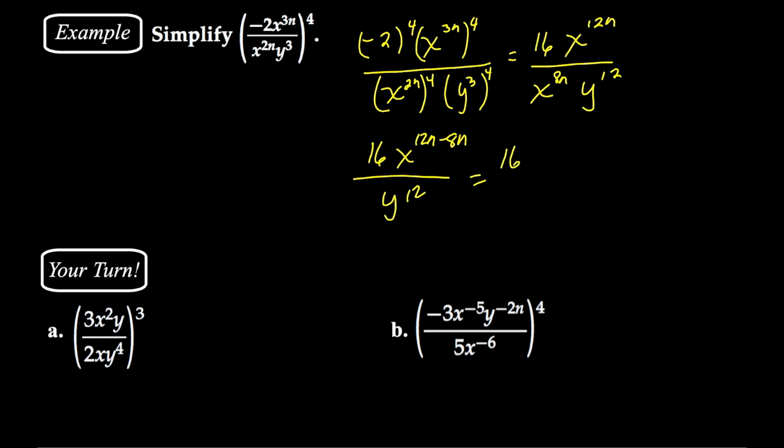Well, x to the 12n minus 8n, that's x to the 4n, and then it's all over y to the 12th. So that is our final answer. A couple more for you to try on your own.